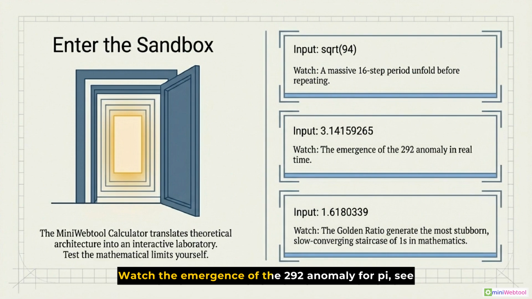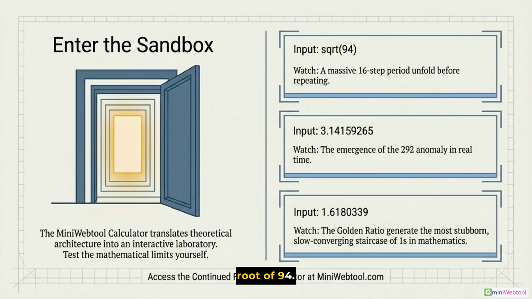Watch the emergence of the 292 anomaly for pi, see the golden ratio's slow converging staircase, or observe a massive 16-step period for the square root of 94.